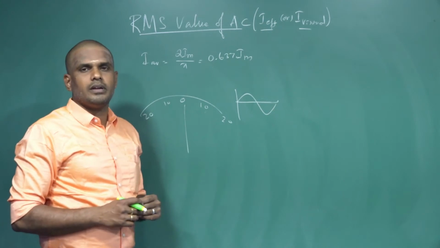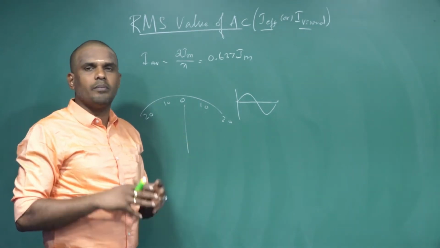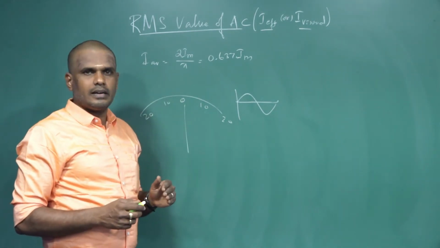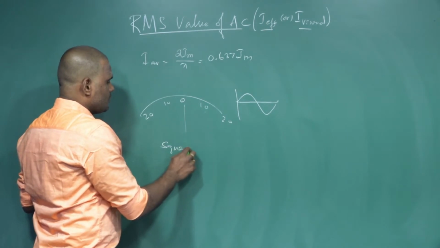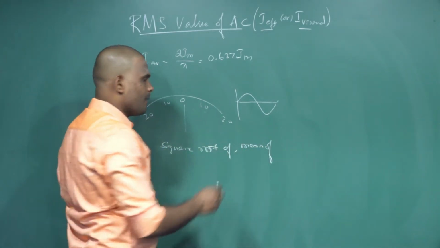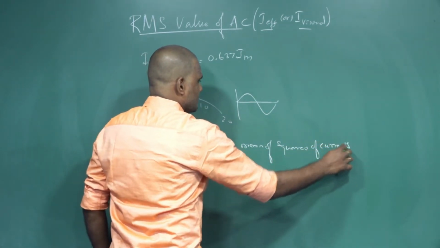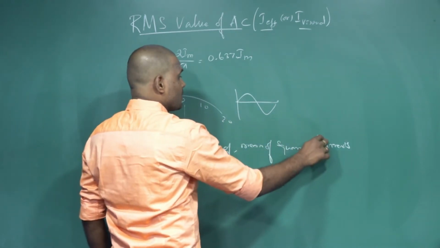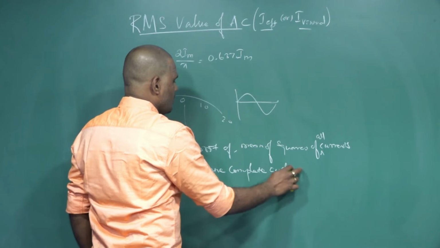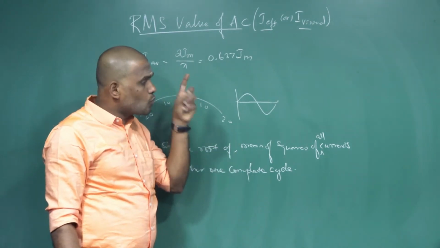How will you define RMS value of AC? The RMS value of alternating current is defined as the square root of the mean of the squares of all currents over one complete cycle. See the statement? RMS value of alternating current is defined as the square root of the mean of the squares of currents over one complete cycle. So the definition is very simple.